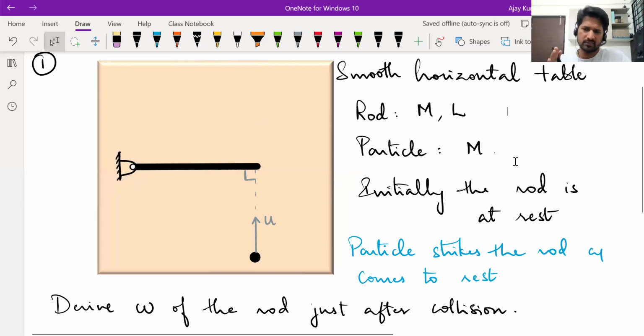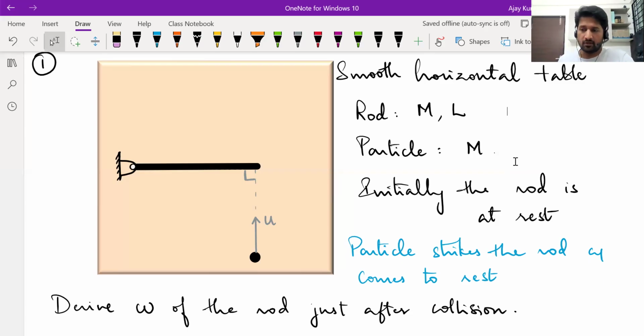So there's a collision happening. So some kind of momentum should be involved here. Otherwise, we'll not be able to solve. Let's see. Particle goes and strikes the rod. We are looking to find omega of the rod after collision. Linear momentum equation will not involve omega at all. I mean, there is a way it could involve omega.